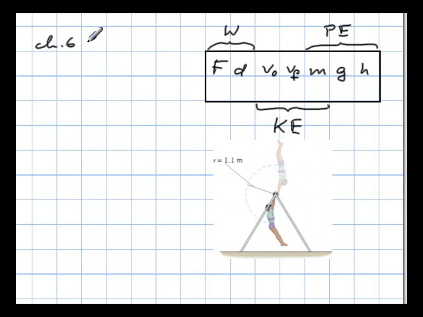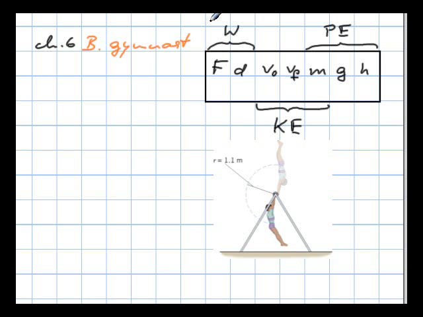This I call problem B, and that is apparently about a gymnast, as you can see from the drawing. And it says that a gymnast is swinging on a high bar. The distance between his waist and the bar is 1.1 meters, as the drawing shows.